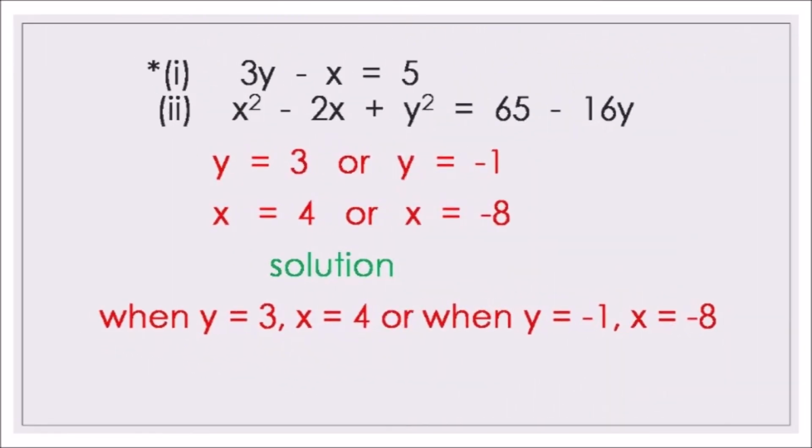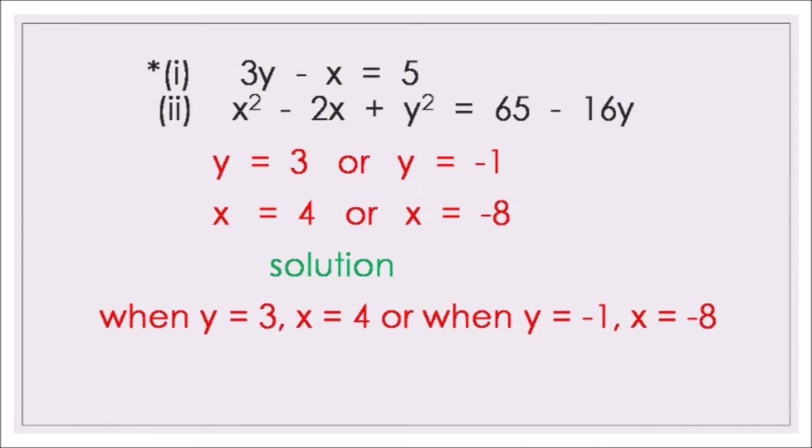So your final solution. We worked it out to be y is equal to 3 or y is equal to negative 1. And then x is equal to 4 or x is equal to negative 8. So the solution is when y is equal to 3, x is equal to 4. Or when y is equal to negative 1, x is equal to negative 8.